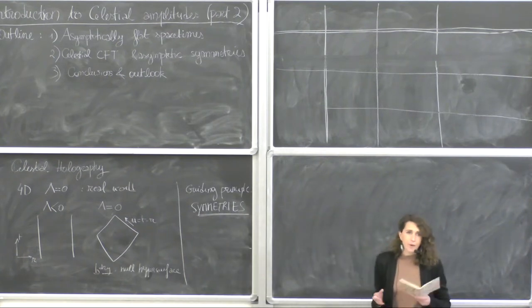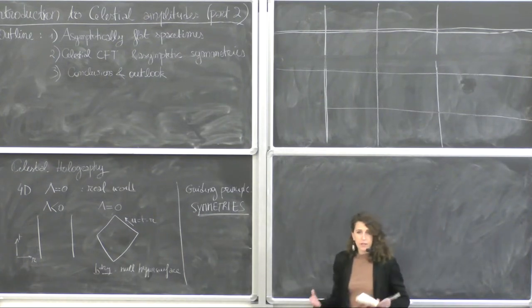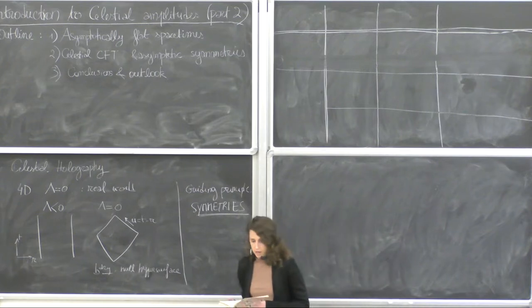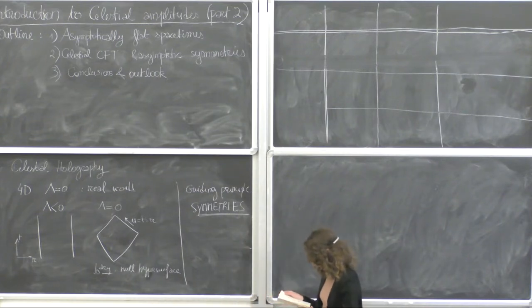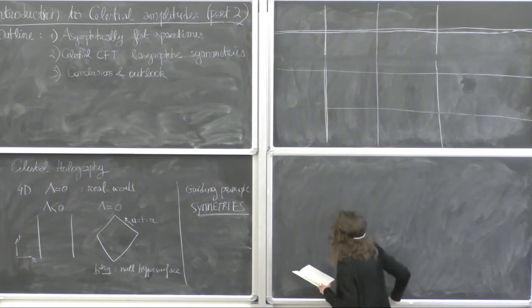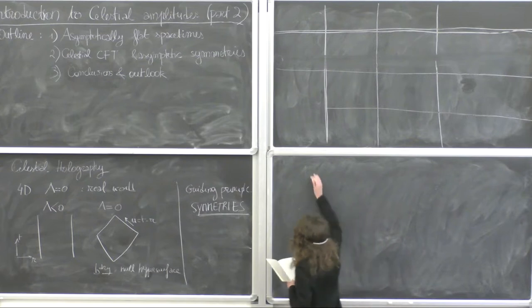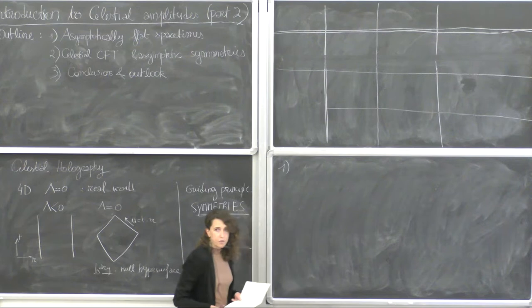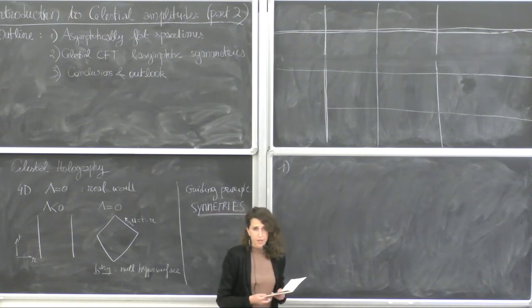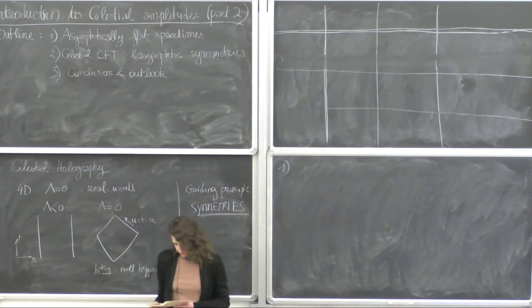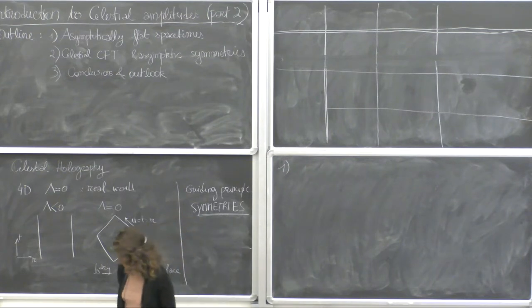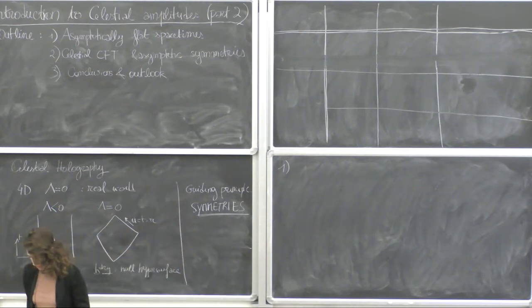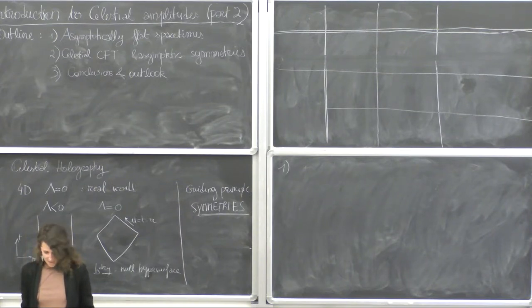But at least we have a partial answer to this question, and already this partial answer is giving us some very rich structure that I will try to explain. So this is the first part of the talk. I will review what these asymptotically flat spacetimes are and the so-called Bondi-Metzner-Sachs symmetries that are associated to them. If there is no question, I will start right away, and please feel free to interrupt me at any moment.